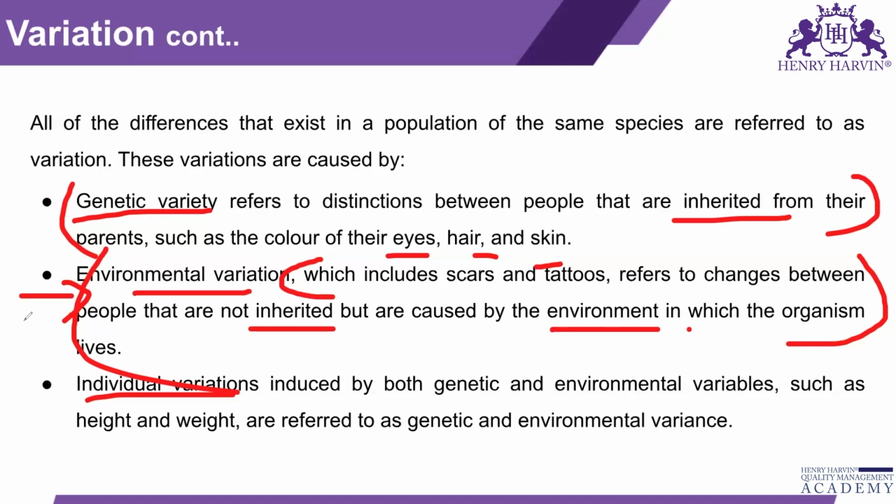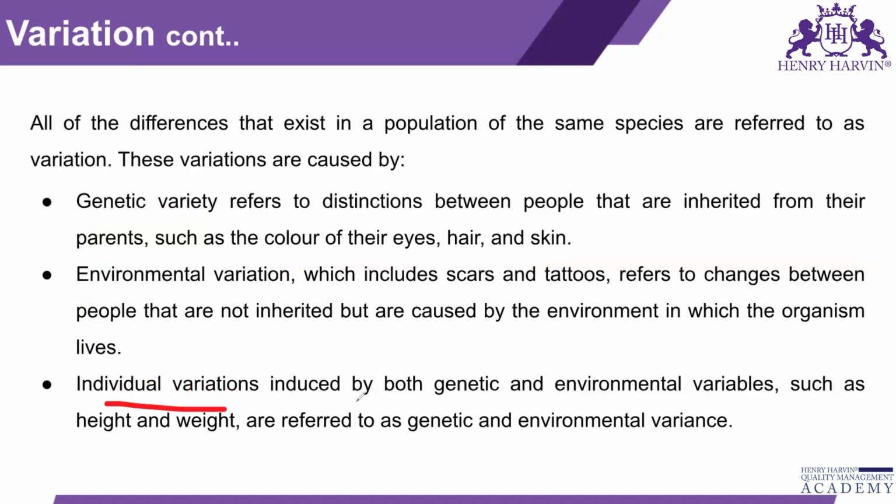The third type is individual. That means individual variation is induced when you combine genetic and phenotypic. All right, genetic and phenotypic both give you individual variations, and this is referred to as genetic and environmental variances. Clear, everybody? Individual variances.